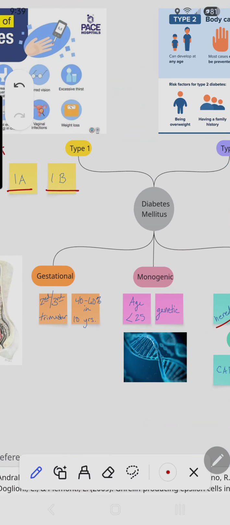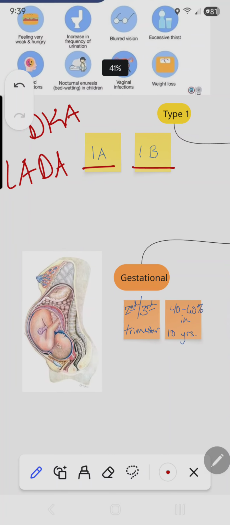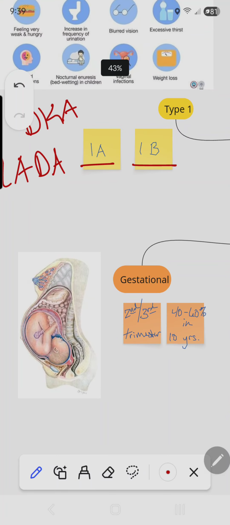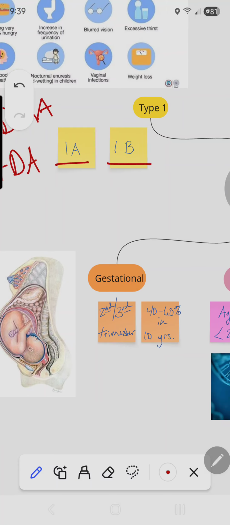A couple other types of diabetes. We have gestational diabetes. That is going to be diagnosed in your 2nd or 3rd trimester of pregnancy. One thing to note, 40 to 60% of women who have this will develop type 2 diabetes within 10 years. So it's very important to monitor diet and glucose levels during pregnancy as well.